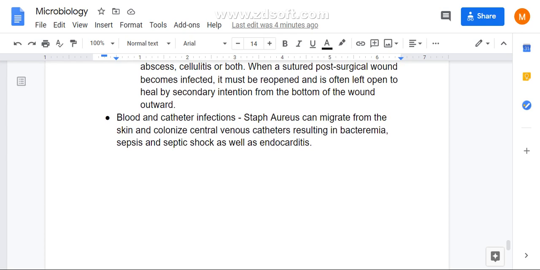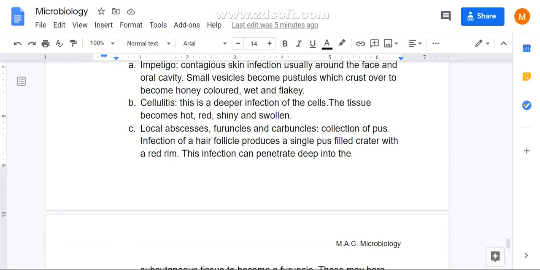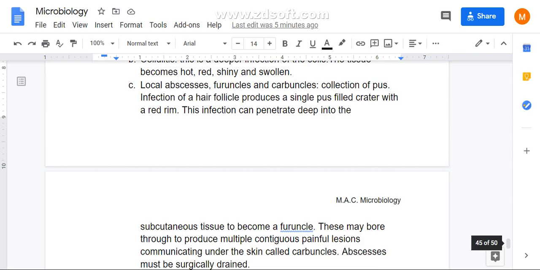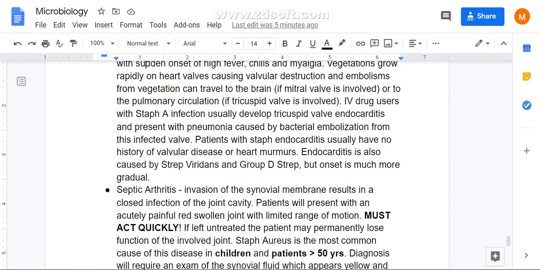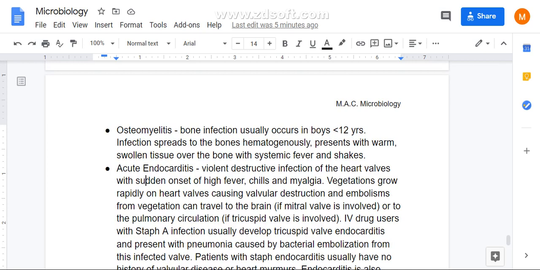Okay, blood and catheter infections. Staph aureus can migrate from the skin and colonize central venous catheters, resulting in bacteremia, sepsis, and septic shock, as well as endocarditis. So you can see these are a lot of diseases. Blood and catheter infections are kind of an umbrella for skin infections and bacteremia, and sepsis. Skin infections include impetigo, cellulitis, abscess, etc. Septic arthritis, acute endocarditis, which I would argue is probably the most dangerous thing here.